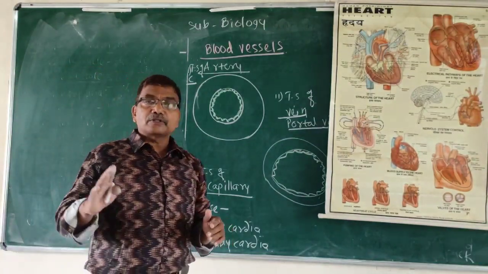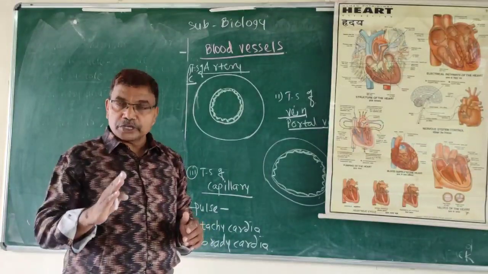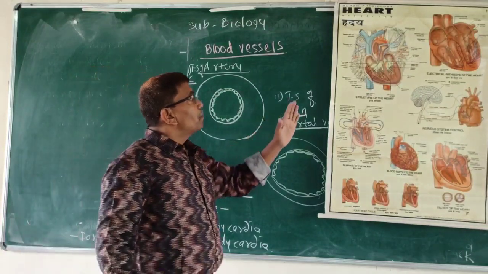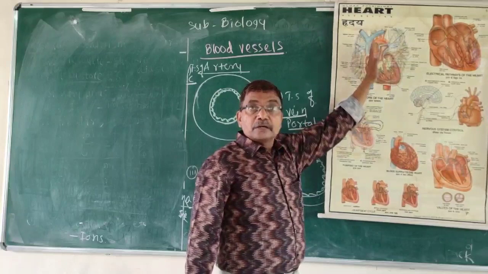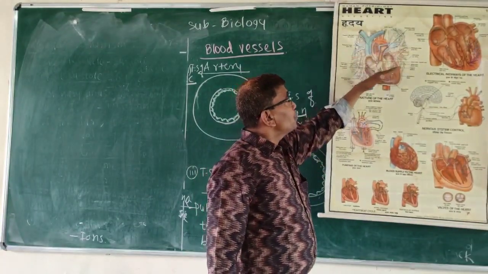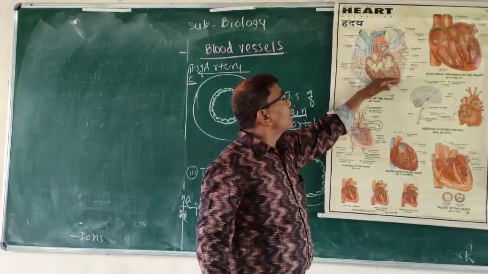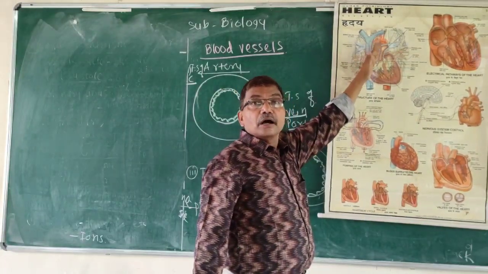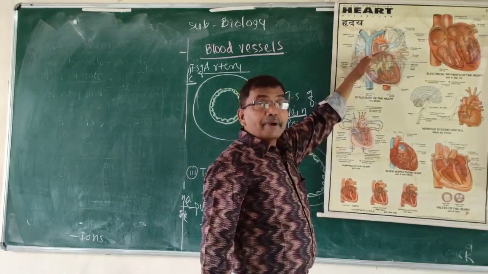The dorsal aortic arch carries oxygenated blood and supplies it to all parts of the body. But the pulmonary aorta carries deoxygenated blood to the lungs for purification. When there is ventricular diastole, at that time backflow from these arteries, aortas, must be prevented.